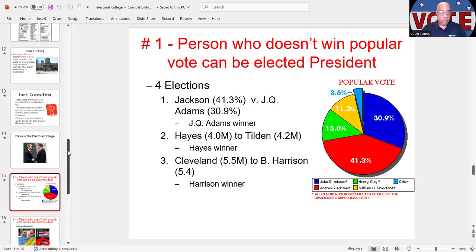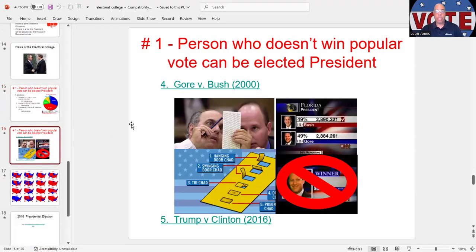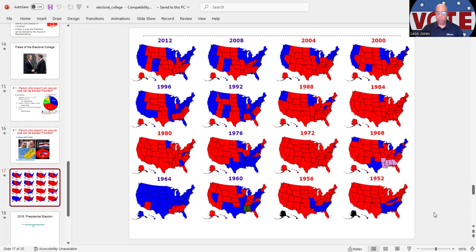That's what happened in 2020. Okay. The person who doesn't win the popular vote can be elected president. I just mentioned Gore versus Bush, Trump versus Clinton. Now you see both of them had Bush and Gore was really tight. This is why you had recounts. And according to this, it was only a victory by roughly 6,000 votes. Then here are all the maps right here.